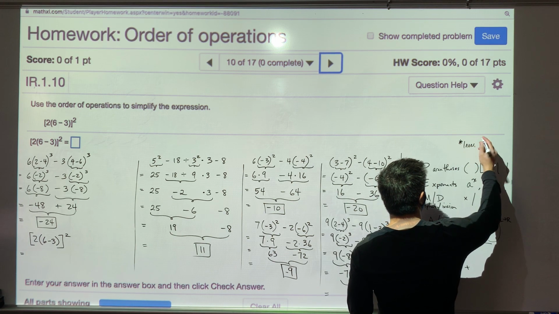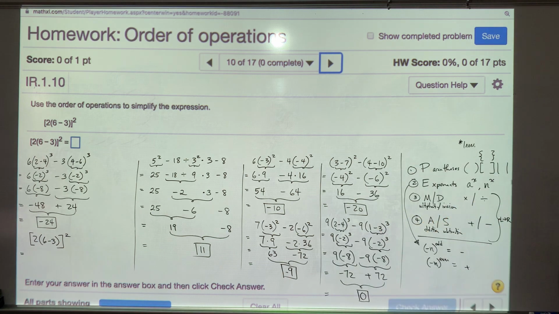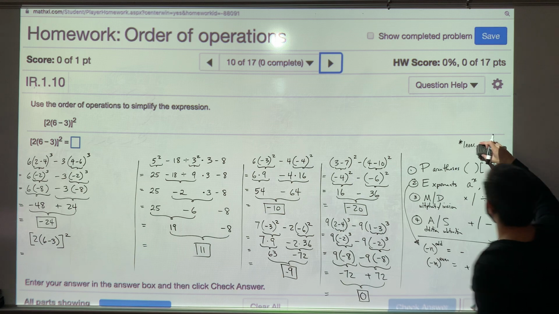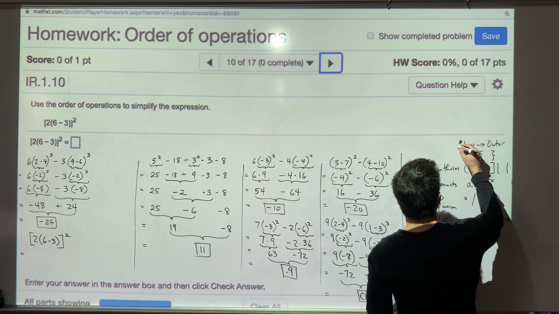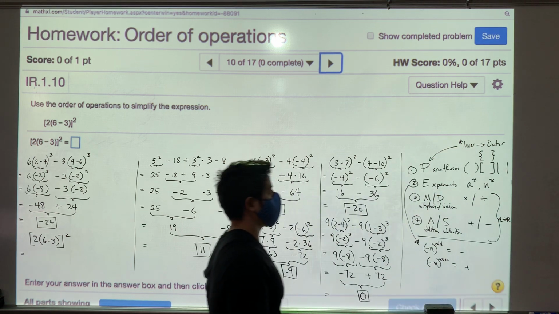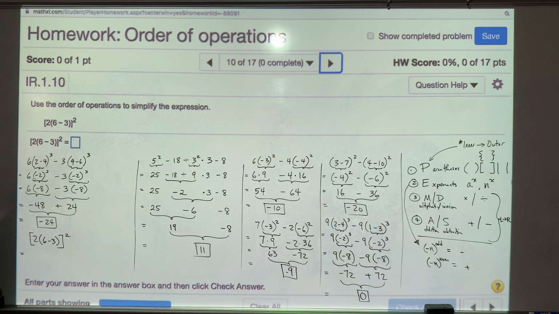Okay, so now there is a little item that I'll put a star here, and that star goes with inner to outer. So when we're working parentheses, we need to always remember that it's inner to outer. What do I mean by that? Well, if you look at this, I've got double groupings, a grouping inside of another grouping. And in the event that you have a double grouping, one inside of another, you will work innermost to outer. So you wouldn't try to work anything with the 2 first. You would address the 6 minus 3 in your first step. So let's look at what that would look like.